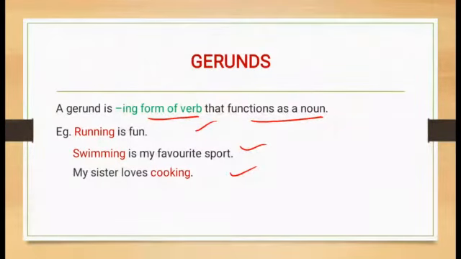Running is fun. Swimming is my favorite sport. My sister loves cooking. In all these three sentences, the words running, swimming and cooking look like action words, or you can say that these words look like verbs. But if you try to understand the meaning of these sentences, you will notice that these three words are not used to talk about an action, but are all used to talk about the name of an activity, and that is why they are nouns.